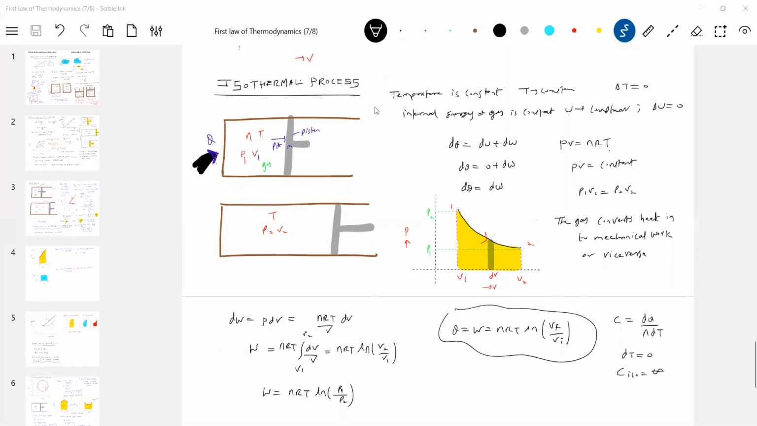Ideal gases, real gases will not undergo isothermal process. Any gas can undergo isothermal process. Temperature should be constant. So how is temperature constant? We have to maintain it. On its own, not possible. If the piston moves gradually, it is an isothermal process.